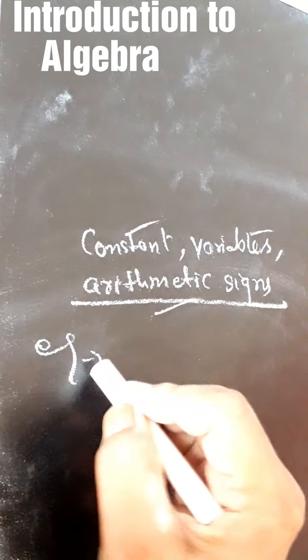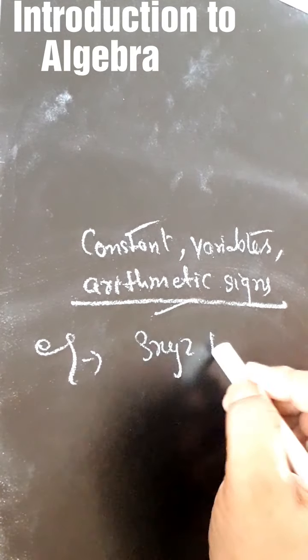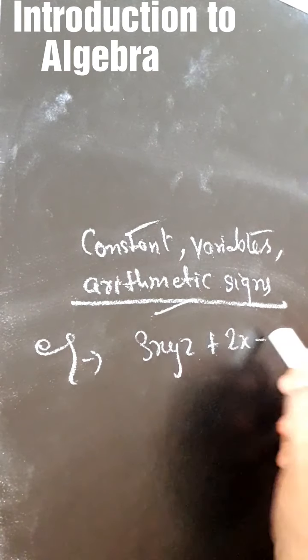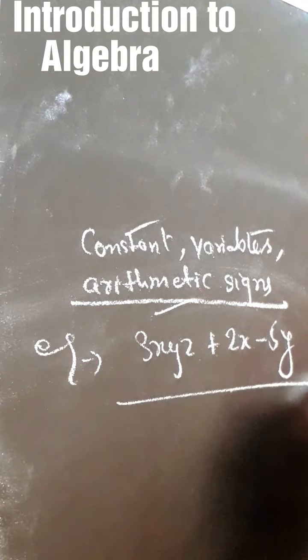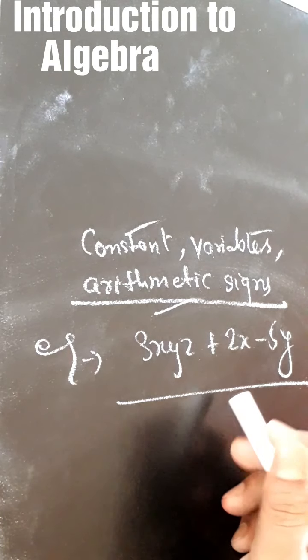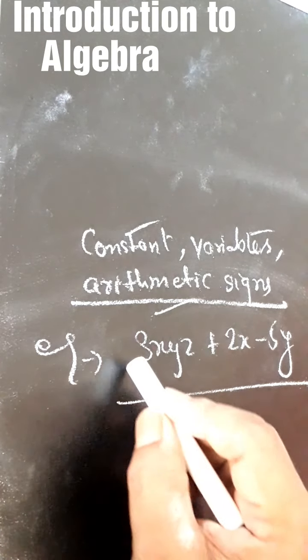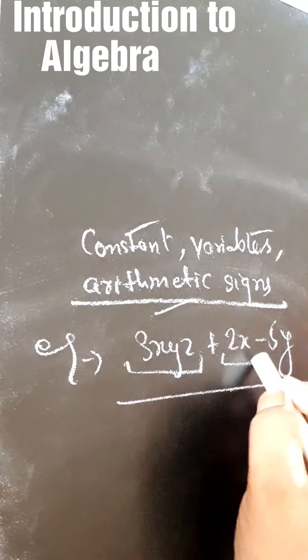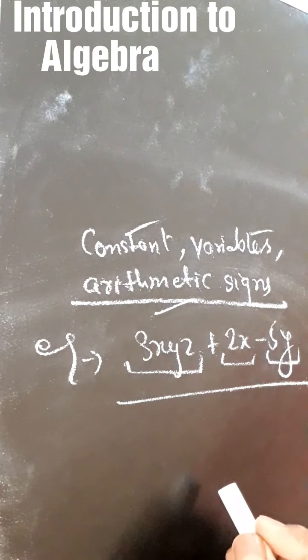For example, 3xyz plus 2x minus 5y. Here, this is an algebraic expression. It consists of three terms. This is one term, this is second term, this is third term.